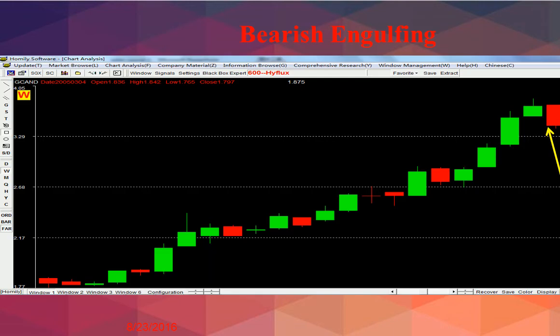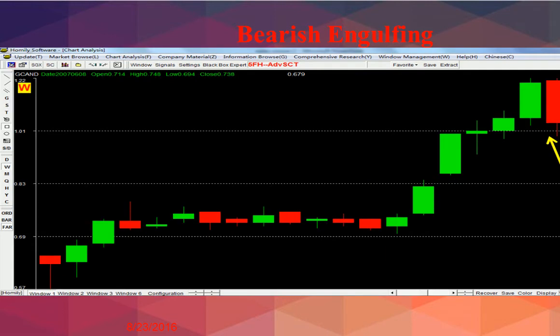What's the bearish engulfing? If you see here, this is the bullish candlestick, right? And this is the bearish candlestick. The body of the bearish candlestick can cover the body of the bullish candlestick. So this is the bearish engulfing. If you see the bearish engulfing appears, you should pay more attention to the risk, okay? So the price may go down. Then we can see this one is the same. The body covers the body of the bullish candlestick. So this is the bearish engulfing, which means the price may go down, okay? So you should pay more attention.